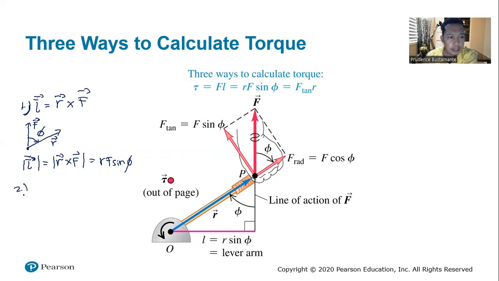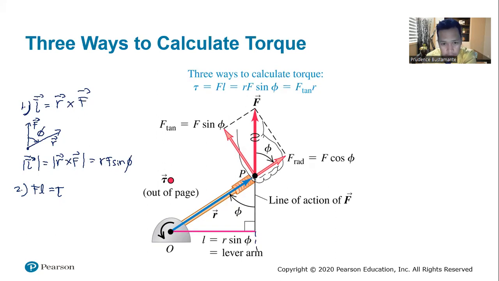The second method is you use this definition, F times L. The magnitude of the torque, which we call tau, is equal to F times L. Here, you need to find the lever arm. If this is the line of action, then from the axis of rotation, we have the lever arm perpendicular to the line of action.